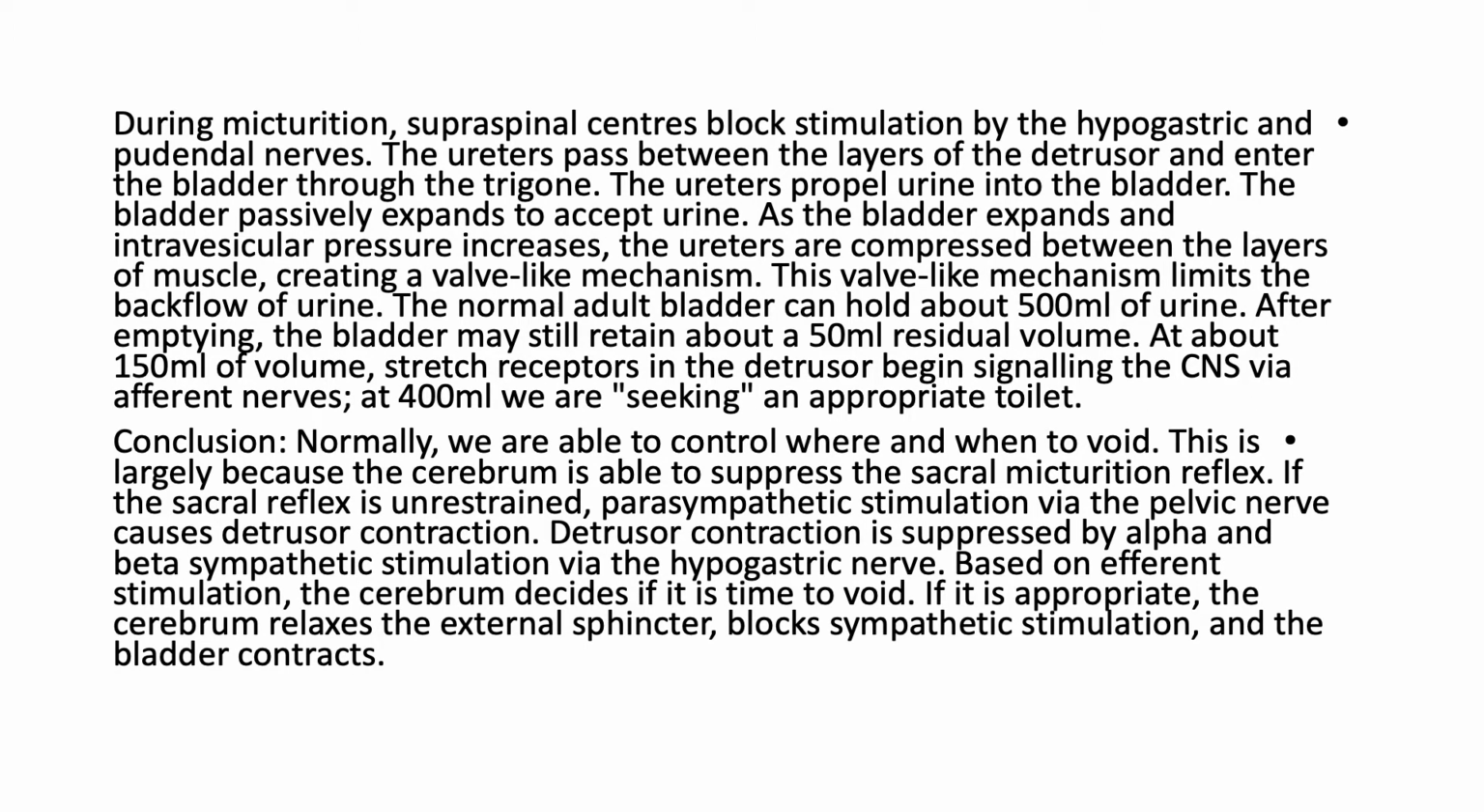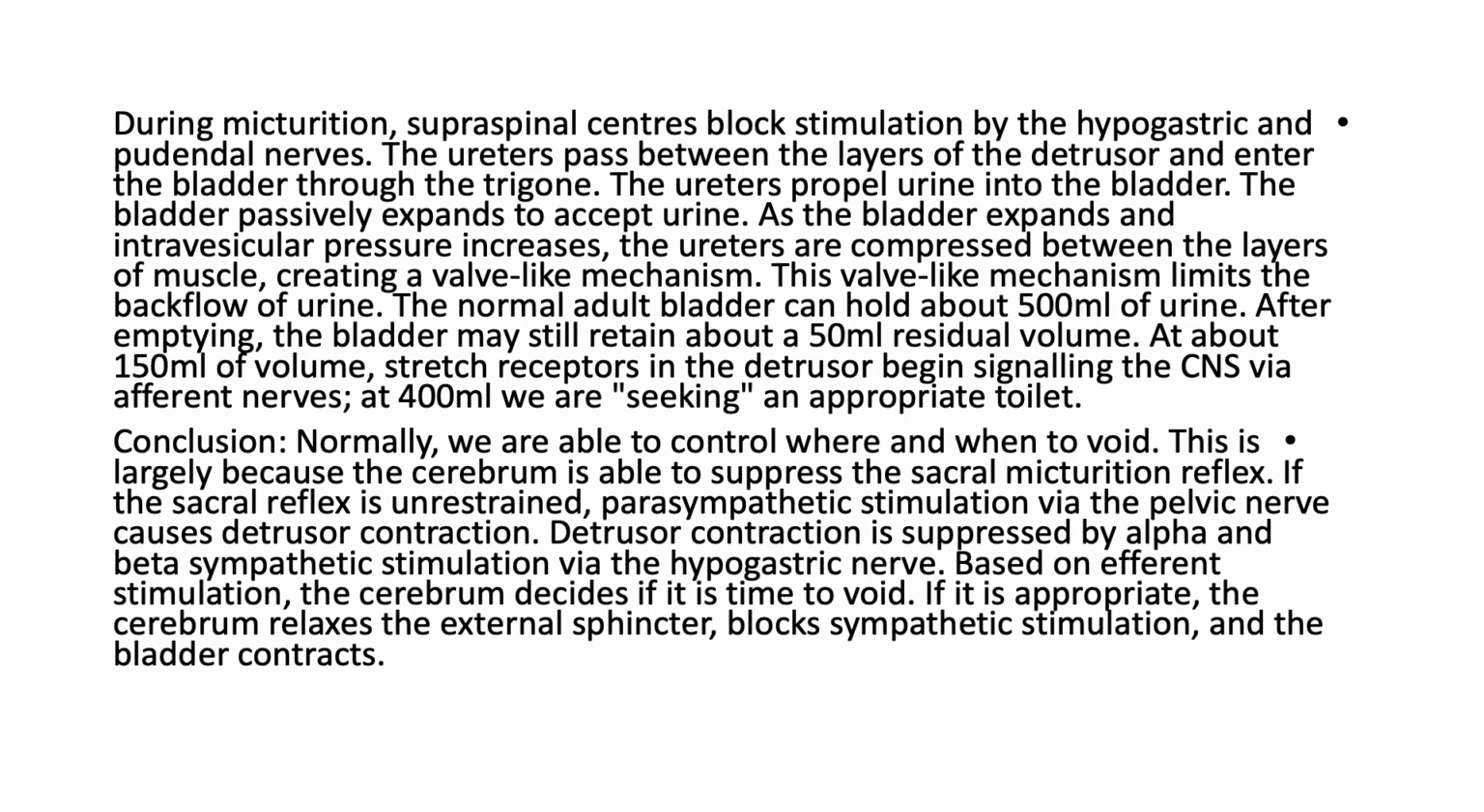So if you want to talk about the process of micturition, it starts when the ureters pass the urine from the kidney to the bladder, and the ureters open between the layers of the detrusor muscle. When the bladder is filled with urine, these two ureters will be closed in a valve-like process, and this will prevent the reflux of urine to the ureter and to the kidney.